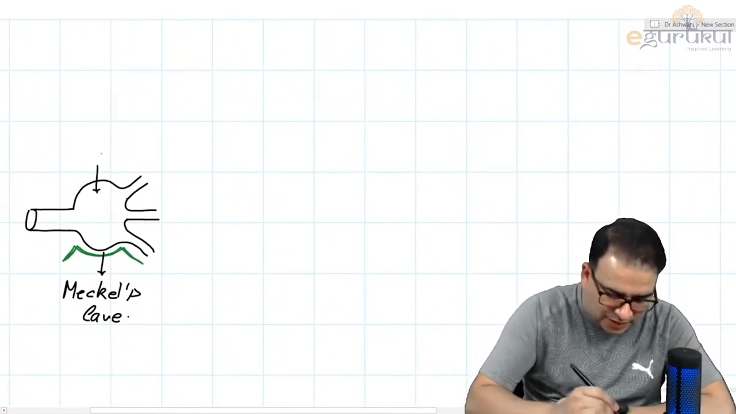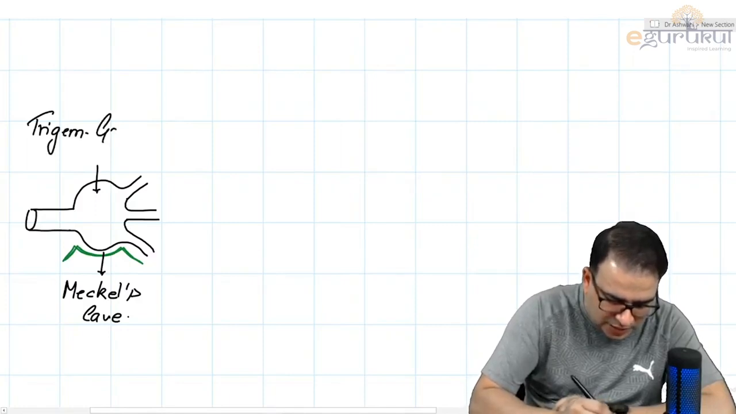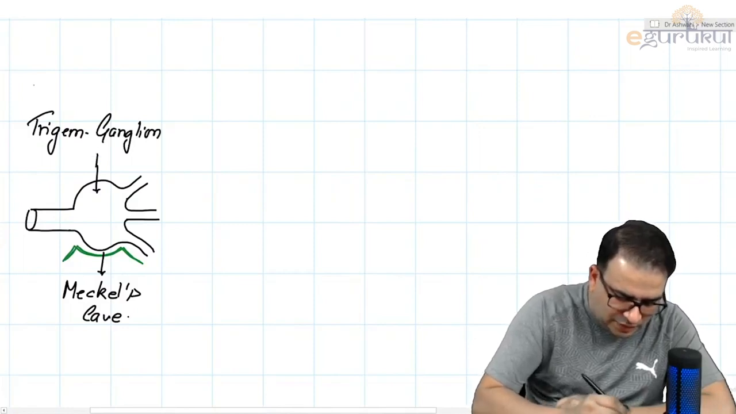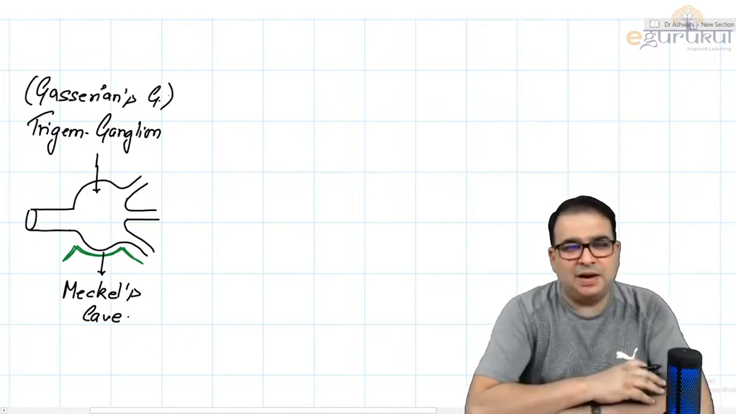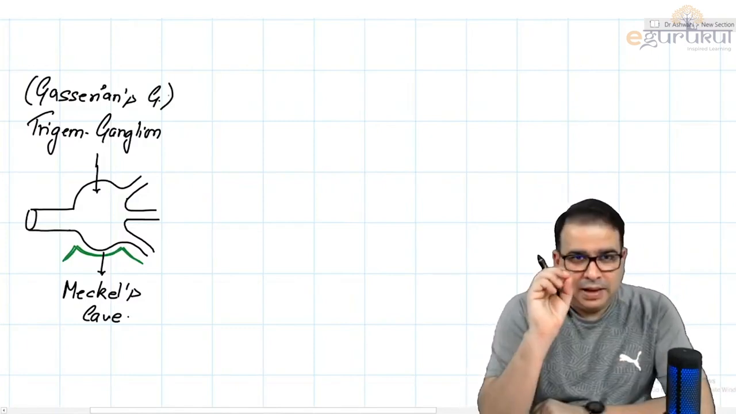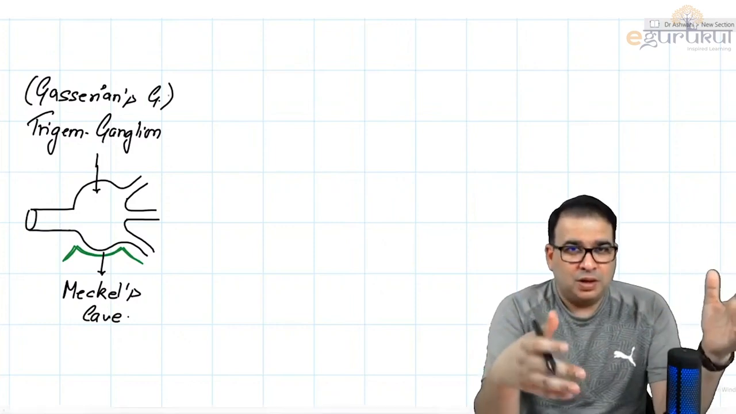This ganglion here is called a trigeminal ganglion. Either you call it trigeminal ganglion, there's another name given to this. It is also called a Gazarian's ganglion. Trigeminal or Gazarian's ganglion. एक छोटी सी पिक्चर दिखाता हूं आपको, so that you have an idea about what we are going to draw.